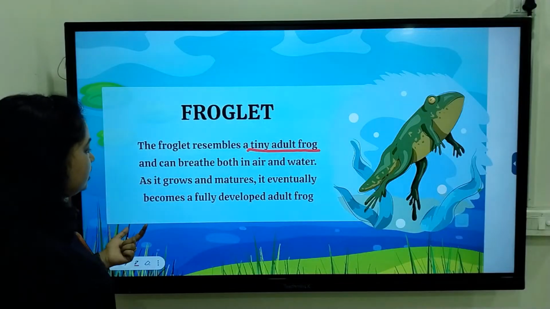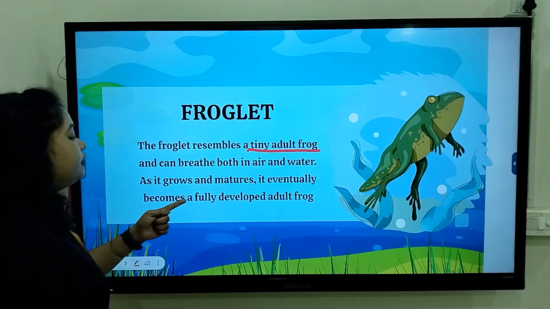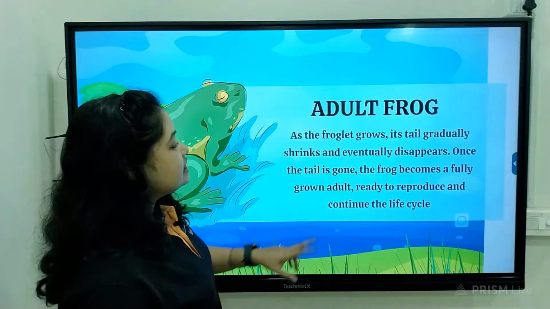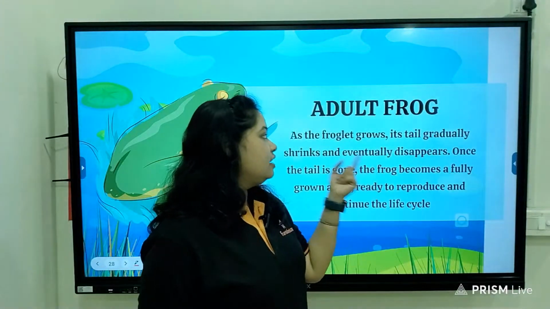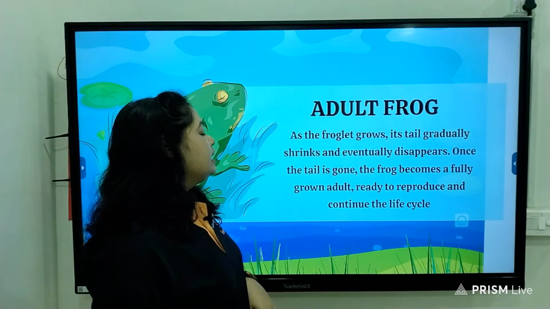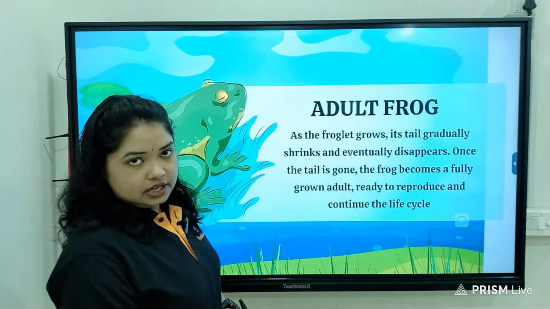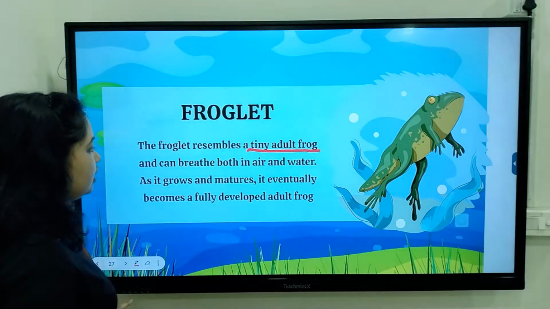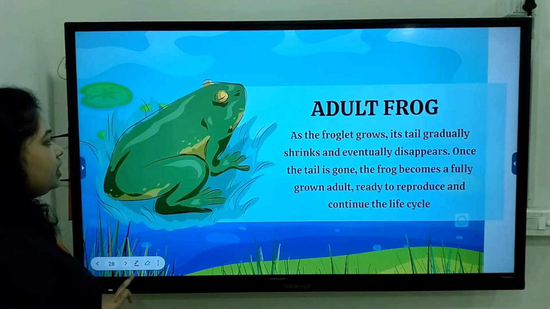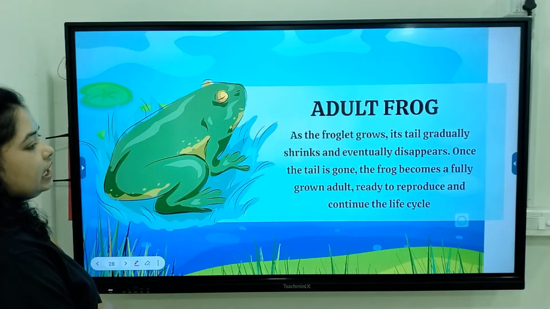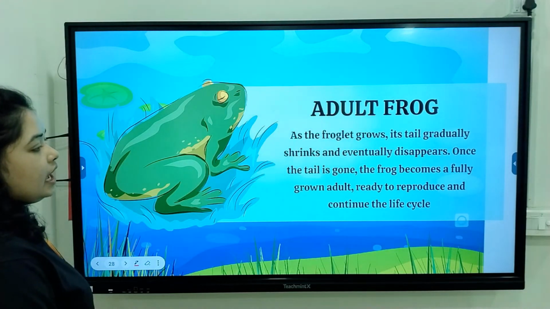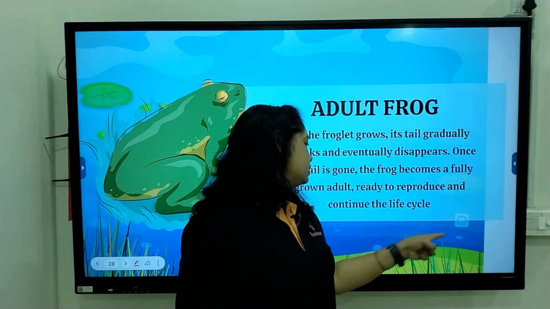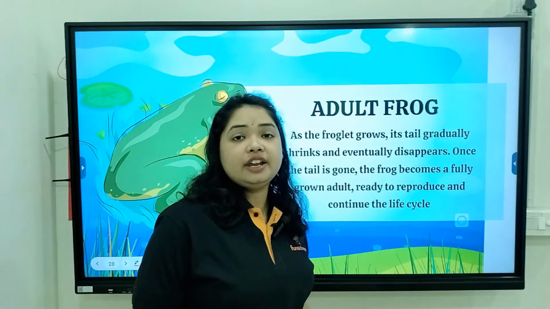Now it will grow further and mature to form a fully developed adult frog. It's in the adult frog stage only that the tail is fully disappearing. Okay, so till the froglet stage, you can see here a small tail will be attached, but in the adult frog stage, the tail will be fully disappearing and the frog becomes an adult frog ready to reproduce and continue the life cycle and repeat it again.